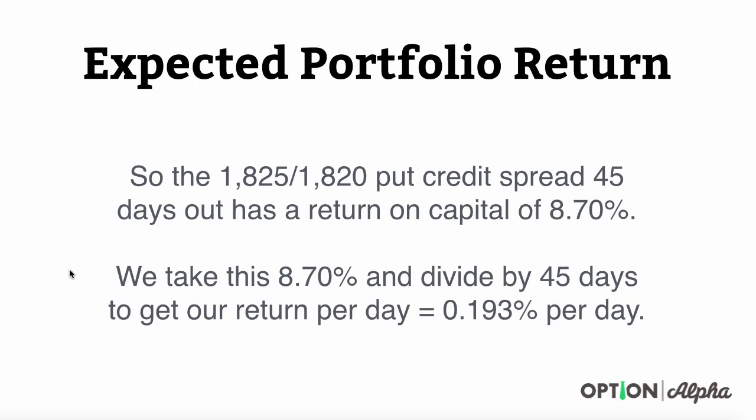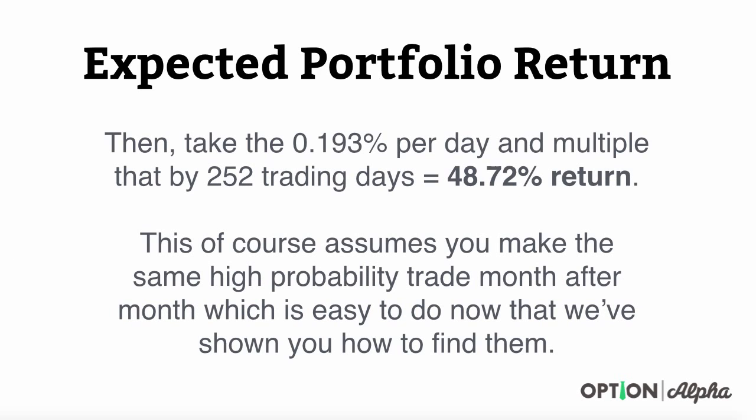So that's 0.193% per day. If we make this trade about 45 days out every single time, we're going to make about a 0.193% return on our investment every single day. So we take that 0.193 per day and multiply it by 252 trading days per year. This isn't the whole year; we're multiplying by 252 trading days.